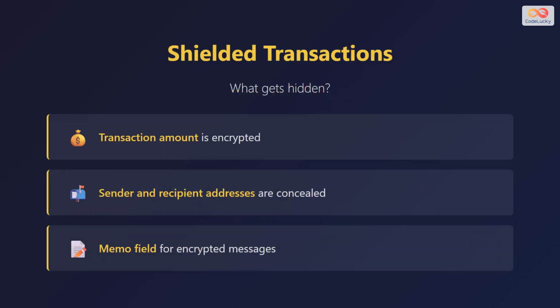When using shielded transactions in Zcash, three key pieces of information are hidden. The transaction amount is encrypted, so no one can see how much ZEC is being sent. The sender and recipient addresses are concealed, protecting the identities of both parties. Additionally, there's an encrypted memo field that allows users to include private messages with their transactions.